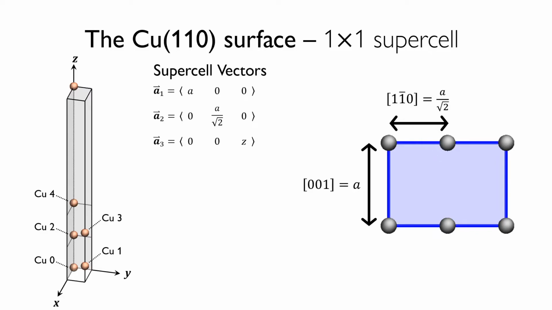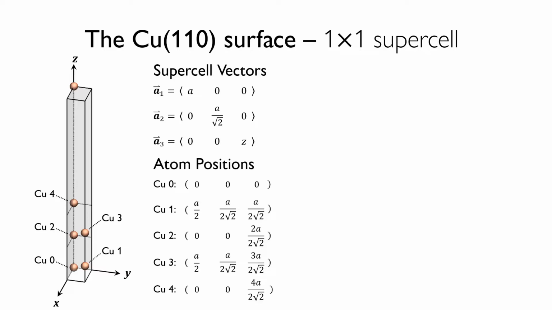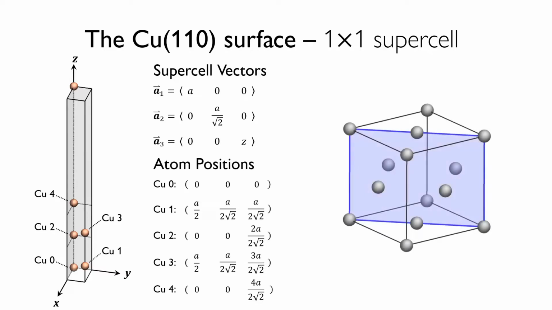The value a is the ideal bulk lattice constant that was calculated in a previous episode. It's important when you perform calculations to report the value of a that you used. The third vector, a3, points along the z-axis, which is often the same direction as the surface normal. The magnitude of a3 is the sum of the slab thickness and vacuum spacing. Okay, so now we have the unit cell dimensions. How about the positions of the copper atoms?